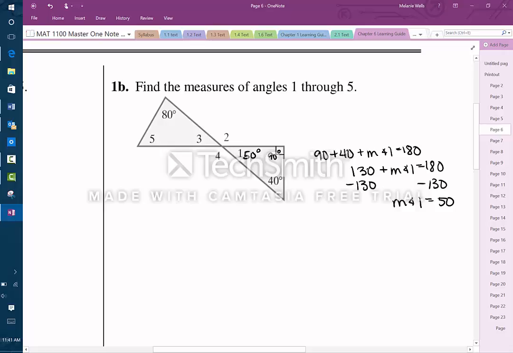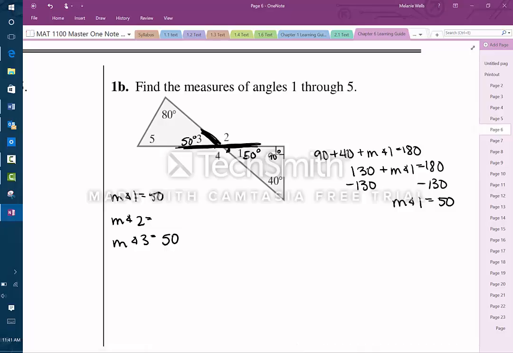If we know that the measure of angle 1 is 50, 1 and 3 are vertical angles, so they would have the same measure. So angle 3, let's draw this in. So we've got the measure of angle 1 is 50. The measure of angle 2 we'll find in a second. The measure of angle 3 we said was 50. Now we could look at supplementary angles and see that angles 2 and 3 form this straight line. So 2 and 3 would have to add up to be 180, which means that the measure of angle 2 would have to be 130 degrees.